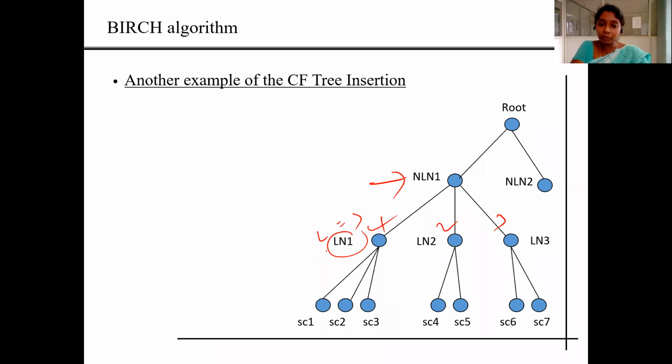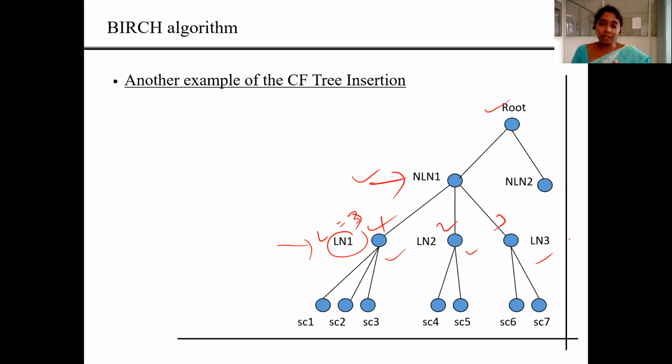This is a leaf node, this is the non-leaf node, and this is the root node. So L equal to 3 indicates each leaf node should consist of a maximum of 3 subclusters. In this case we have 3 subclusters, here only 2 subclusters, and here also only 2 subclusters.